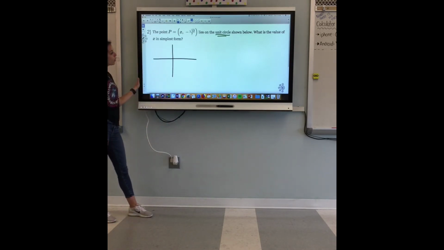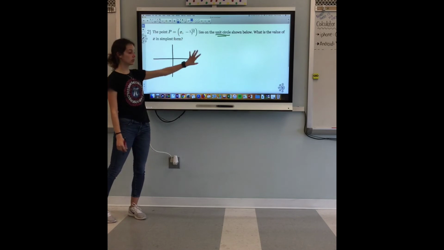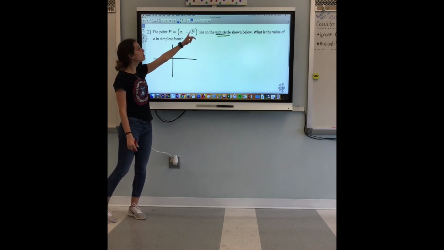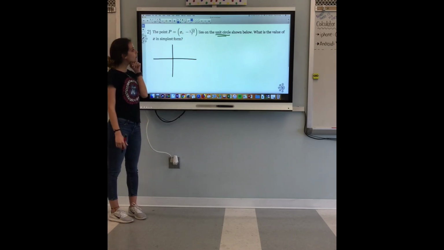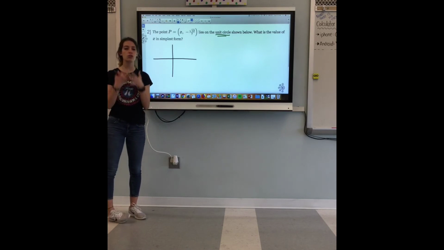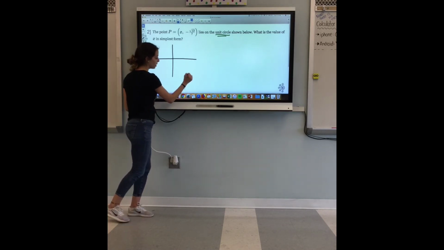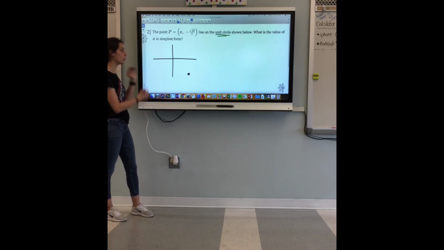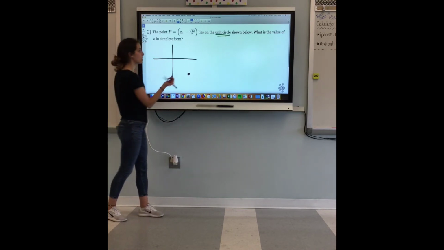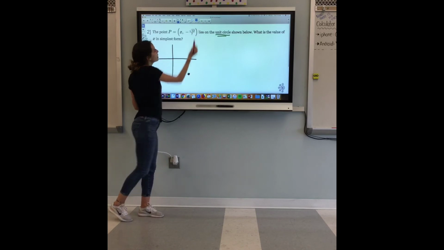Alright, so x, they don't give it to us, so we can assume that it's going to be positive. And then we have negative radical 13 over 7. So the y-coordinate is negative. That means it's going to be somewhere over here. We don't know exactly where because we don't know the x, but that is okay.